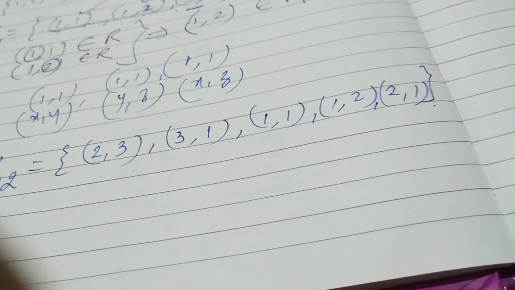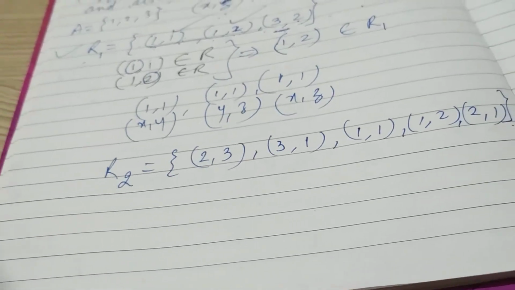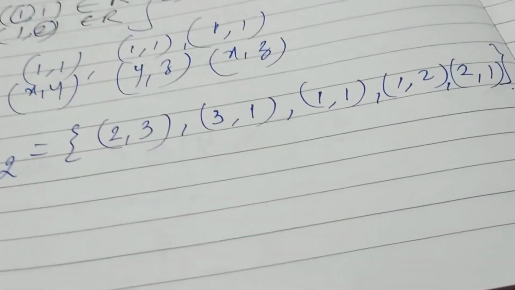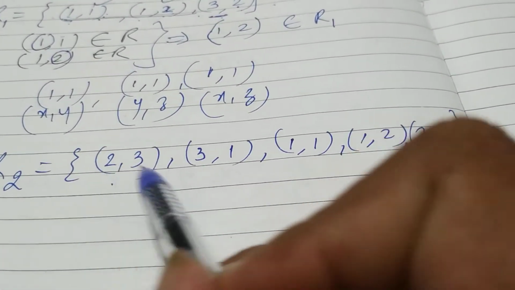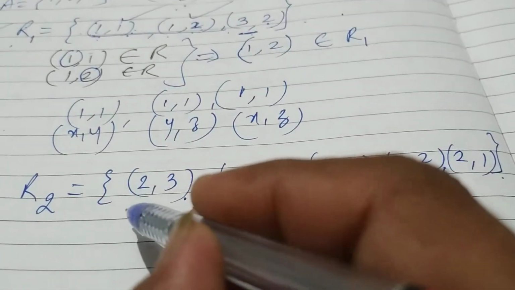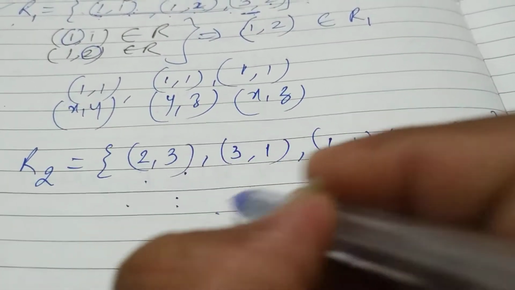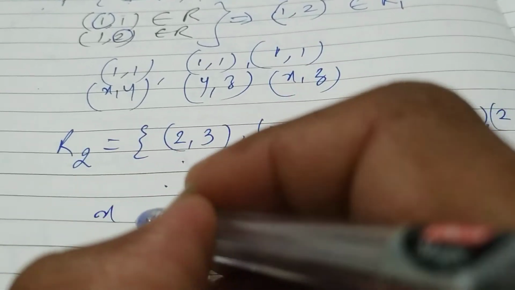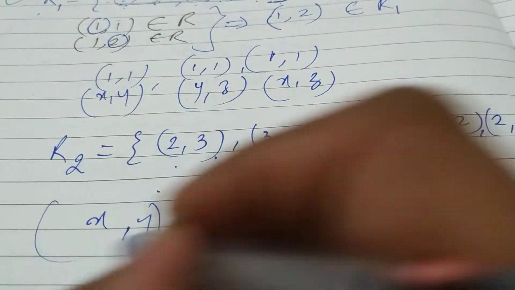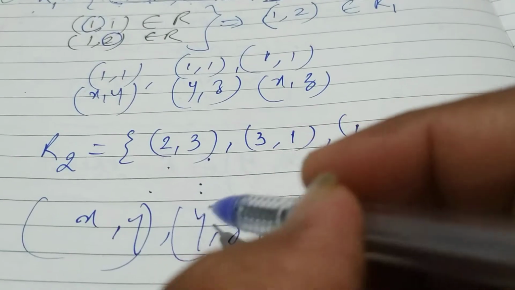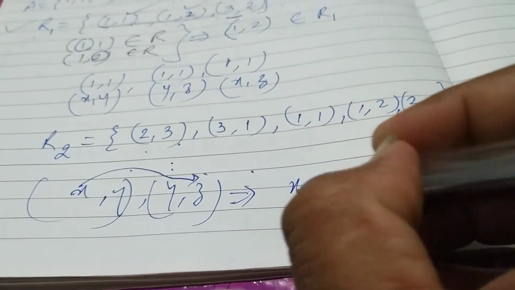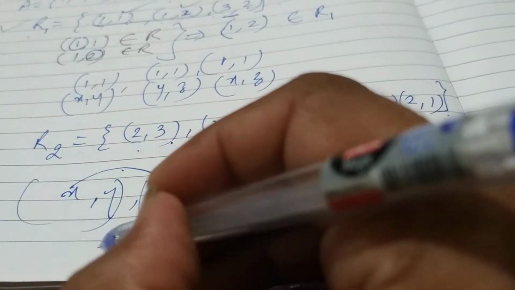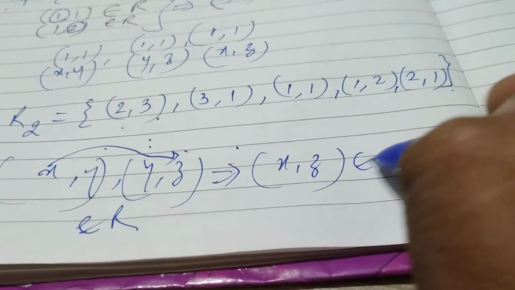Now let us discuss whether R2 is transitive or not. Again we have to see one by one. 2 comma 3 is present. That means an XY type of element is present. XY, YZ, then XZ should also be present. XY and YZ belong to R implies XZ belongs to R.